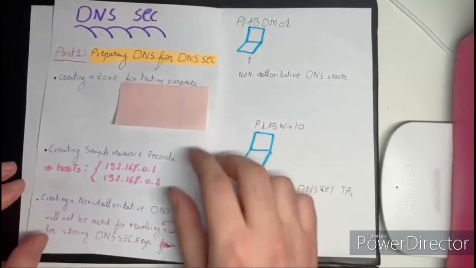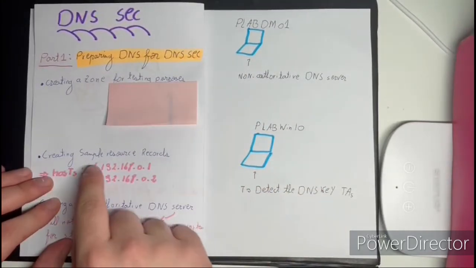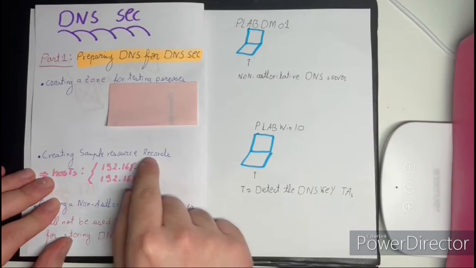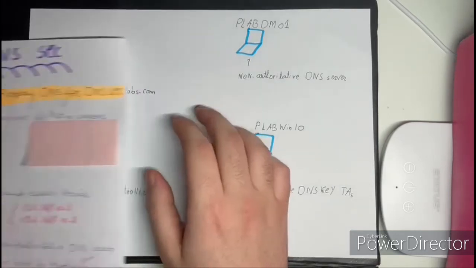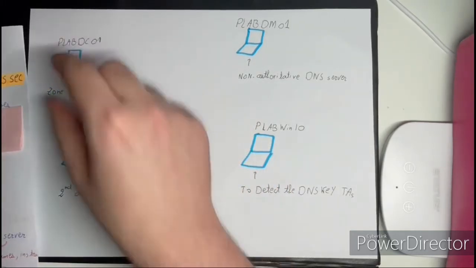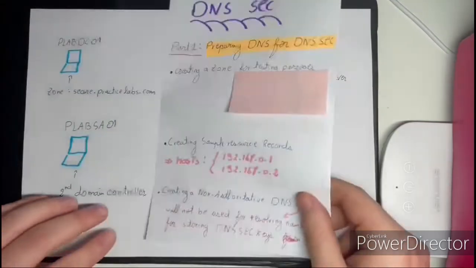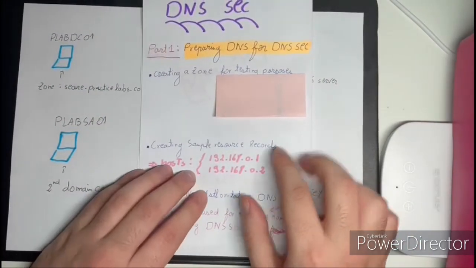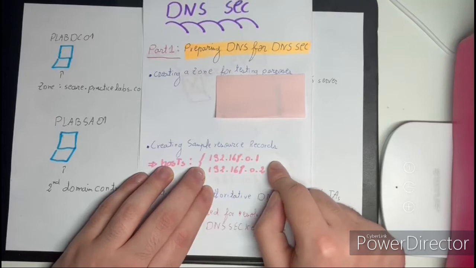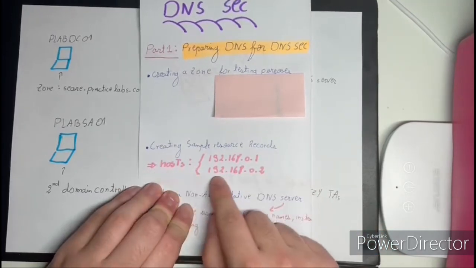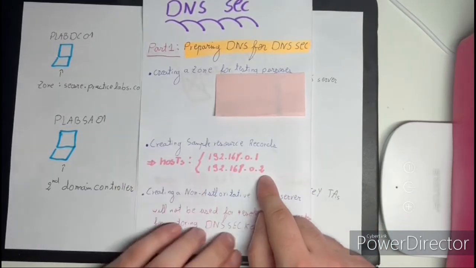And then we will come to creating sample resource records, which simply means that we'll be creating within this server 2 hosts. The first host will be associated with this IP address, and the second host will be associated with this second IP address.